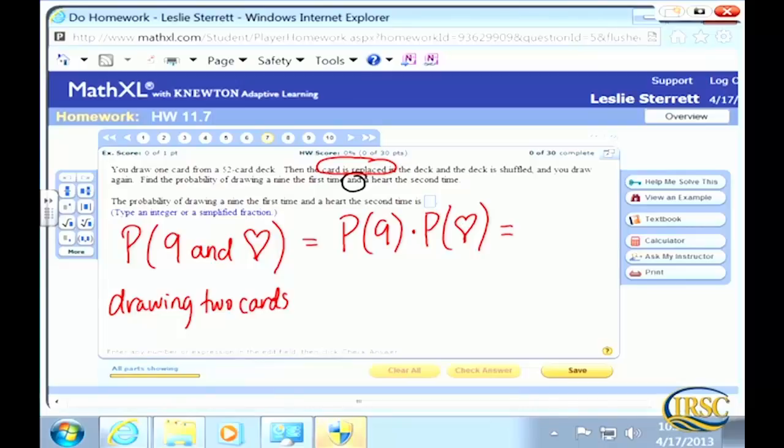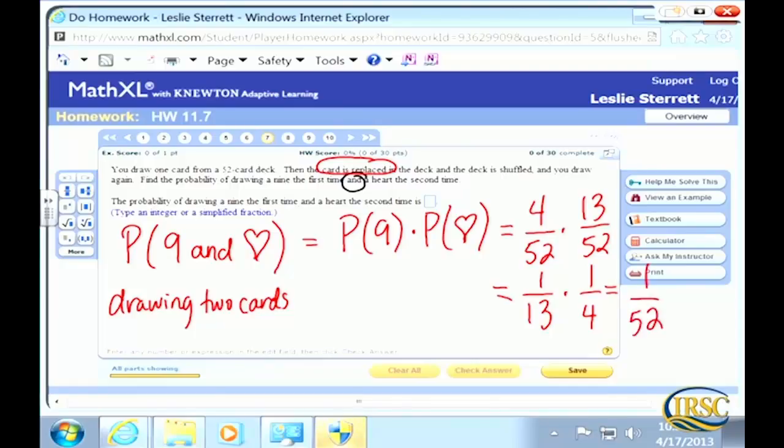So what's the probability of getting a 9? 4 out of 52. And the probability of getting a heart? Okay, 13 out of 52. If you reduce, that's fine because we're multiplying. So remember, these were already reduced. So this was 1 over 13 times 1 over 4. So now just multiply them together and you get 1 over 52. Okay, so our probability of getting a 9 the first time and a heart the second time is 1 over 52.